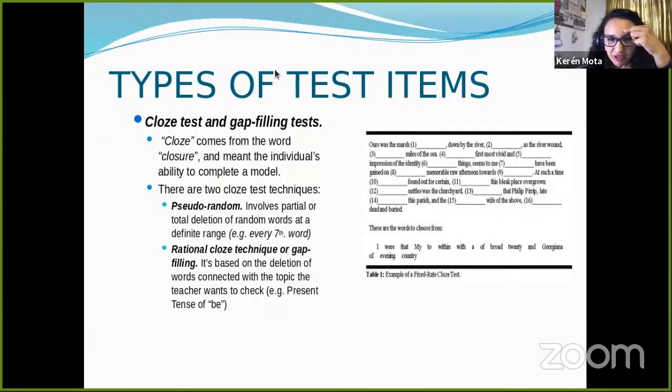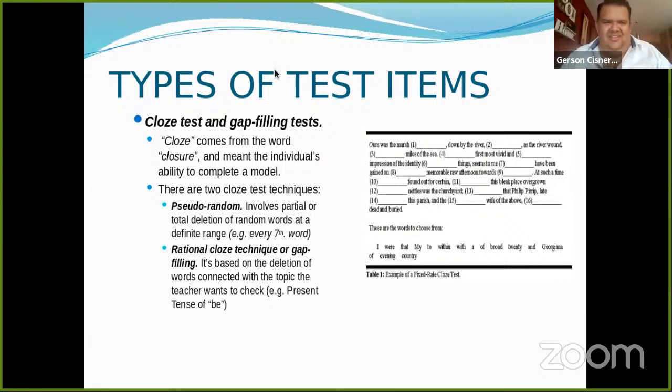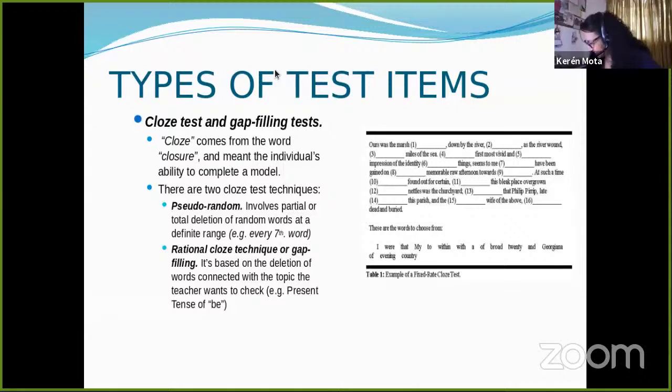Where? "Of that memorable"? No. What goes before a noun? Jeez, what article? Giovanni? Very good. "Memorable." Karen, I'm worried now. Yeah, I'm worried too. "A memorable raw afternoon towards."